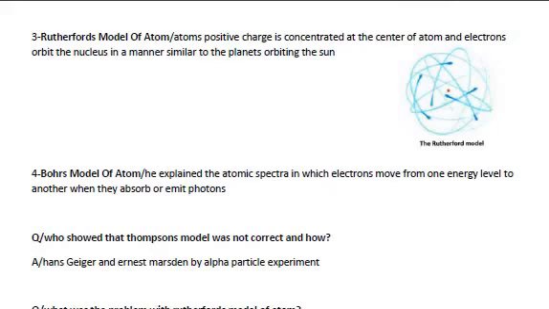According to Thomson, atom was a positive sphere where negative electrons are distributed. The name of the experiment is the alpha particle experiment.